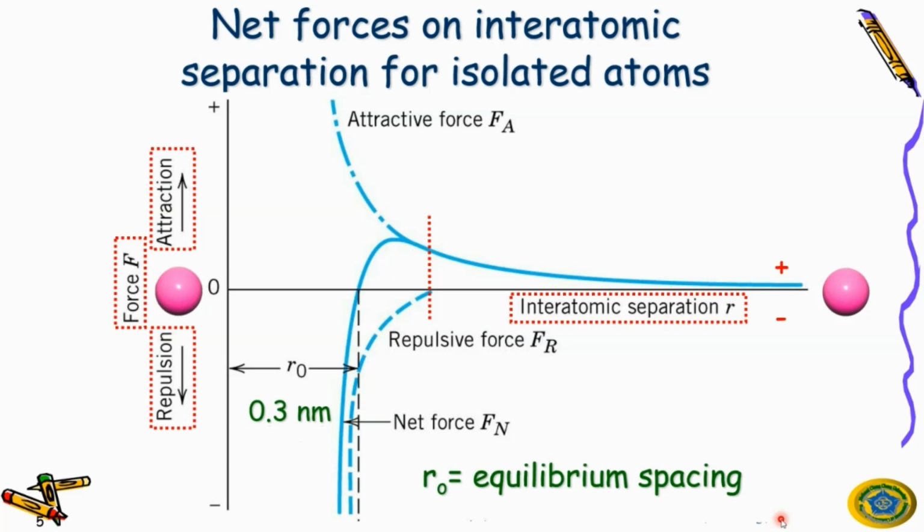In this case, it depends on different atoms. It can be hydrogen molecules or oxygen molecules. So the distances are different, depending on the bonding. In this case, it's about 0.3 nanometer, which is about 3 angstroms.